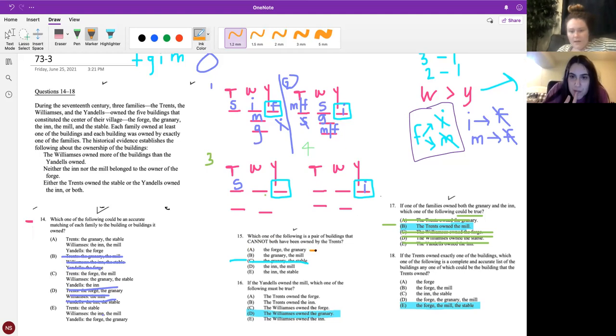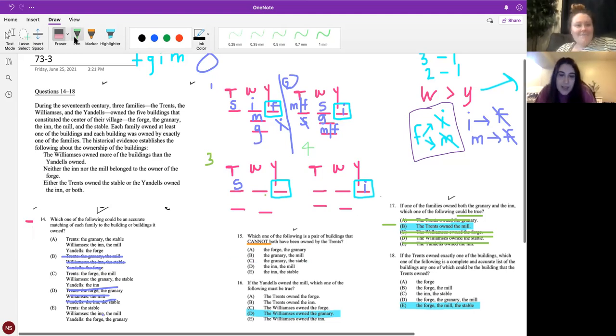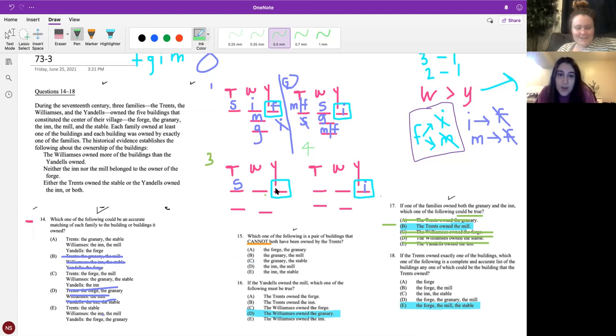Wait, cannot both have been owned. Yeah, C is right, because this is a cannot be true, cannot happen question. So you're right. I understand why we thought it was wrong though, because no, it can't happen. I literally was looking for what could be true. Because we have G and S here, and oh no, it could happen. Never mind. Yes, I'm sorry. No, it's okay.